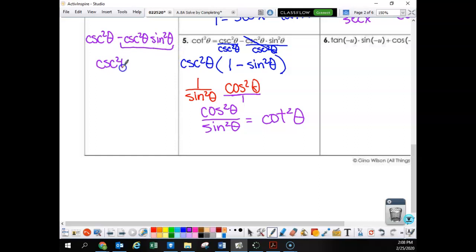So cosecant squared theta minus 1. What does that equal? Because of the Pythagorean identities, if you subtract 1 from the equation cotangent squared theta plus 1 equals cosecant squared theta, right? If I subtract 1 from both sides, I'm going to get cosecant squared minus 1 is equal to cotangent squared. Make sense? So there's 2 ways you could have done that one. Oh, my bad. That's cotangent.